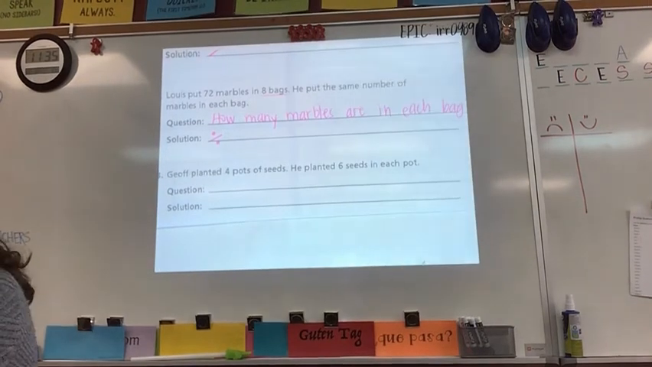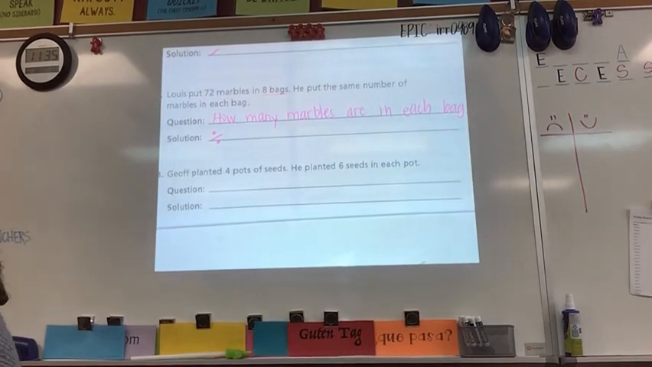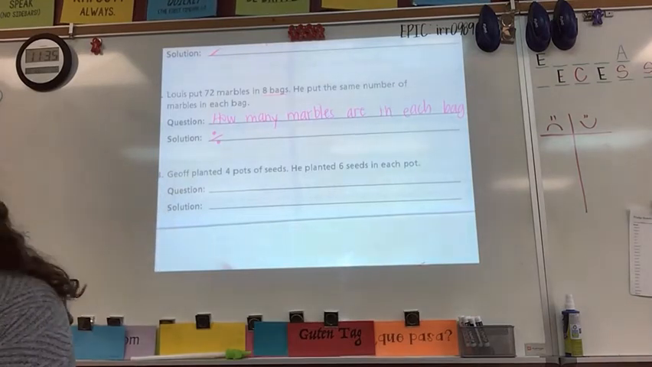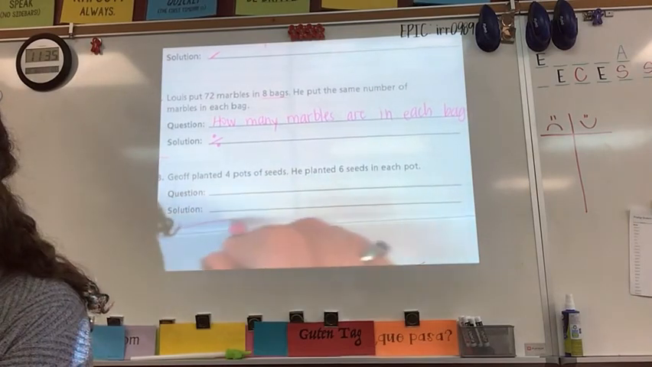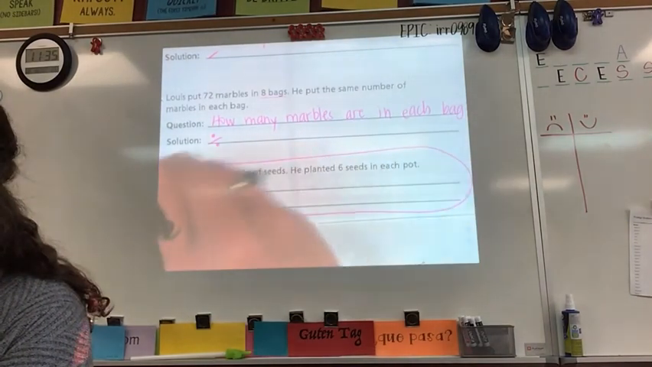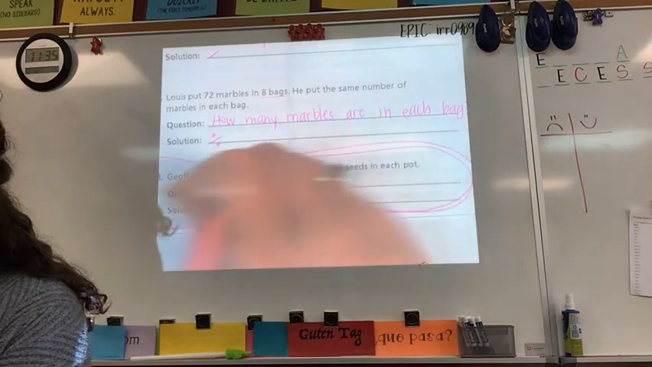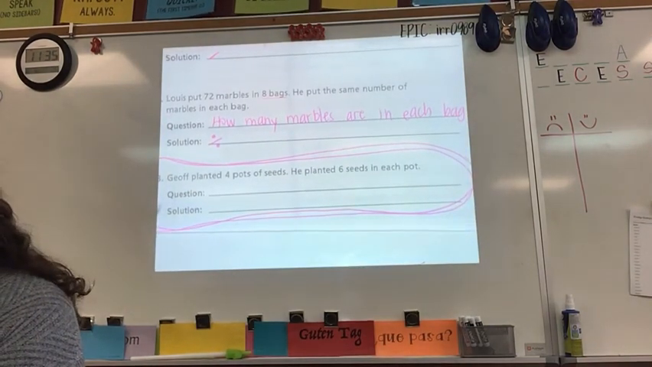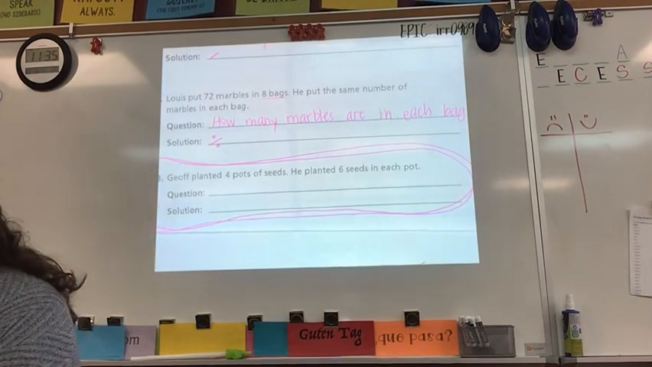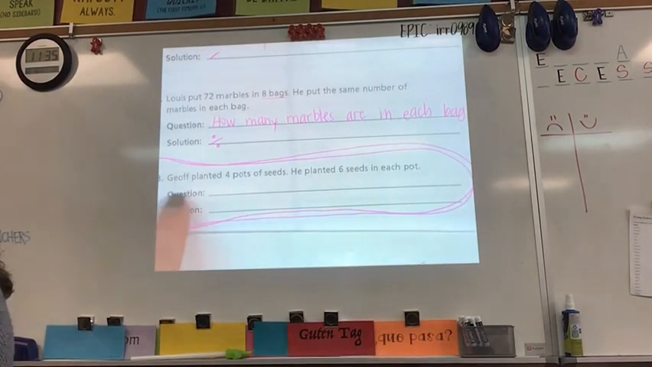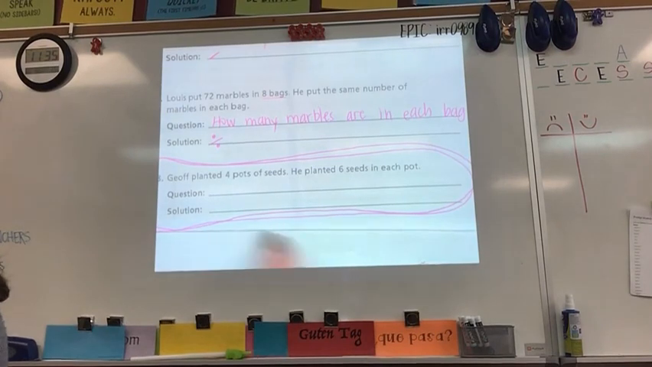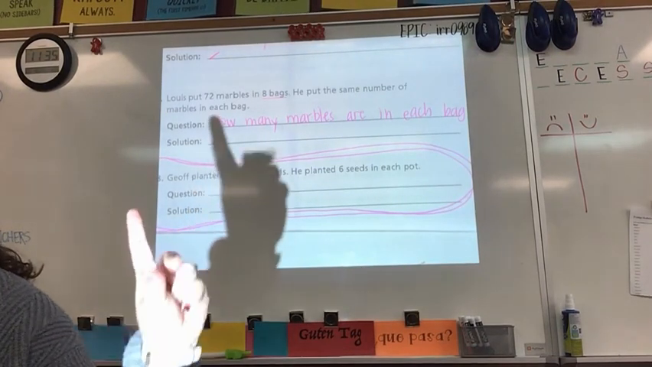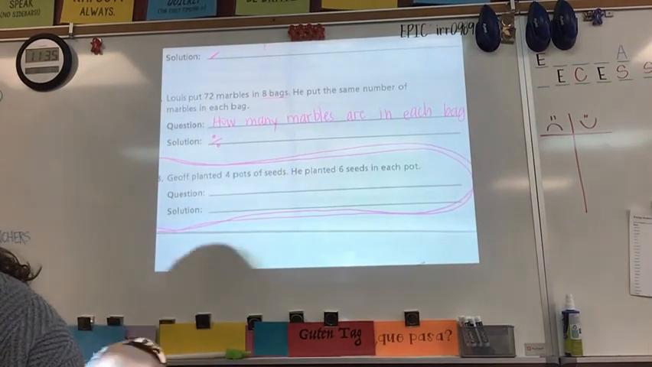Jeff planted 4 pots of seeds. He planted 6 seeds in each pot. This one, I want you to write down your question. And online friends, this is going to be one of your problems today also. What is a question that we could do? This one I do want you to solve. So instead of just figuring out what the question and an operation is, I want you to write the question and solve the problem. What are the 2 things you're going to do? Write the question, solve the problem. Good luck.